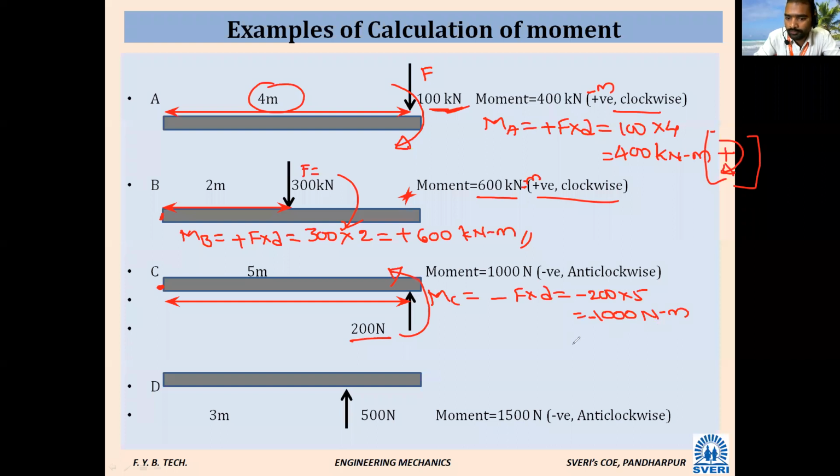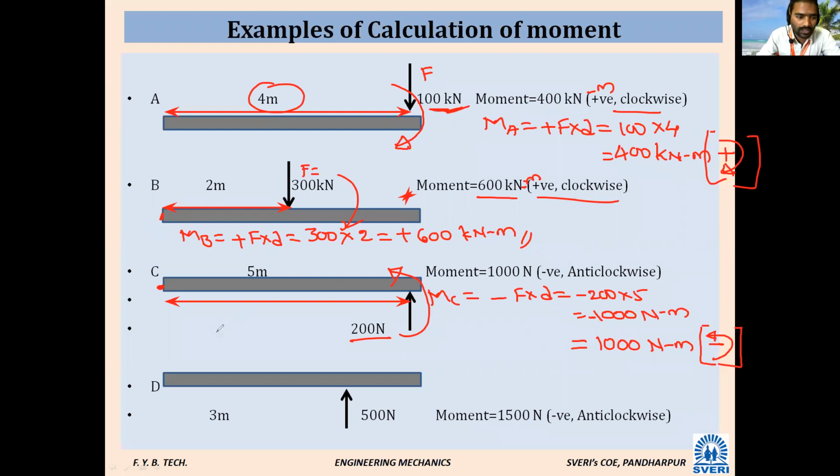That's why Newton meter. So you can write like this, or else you can also write 1000 Newton meter, but you have to mention this is anti-clockwise direction. Like this also you have to mention. Is it clear, everyone? Yes, sir.